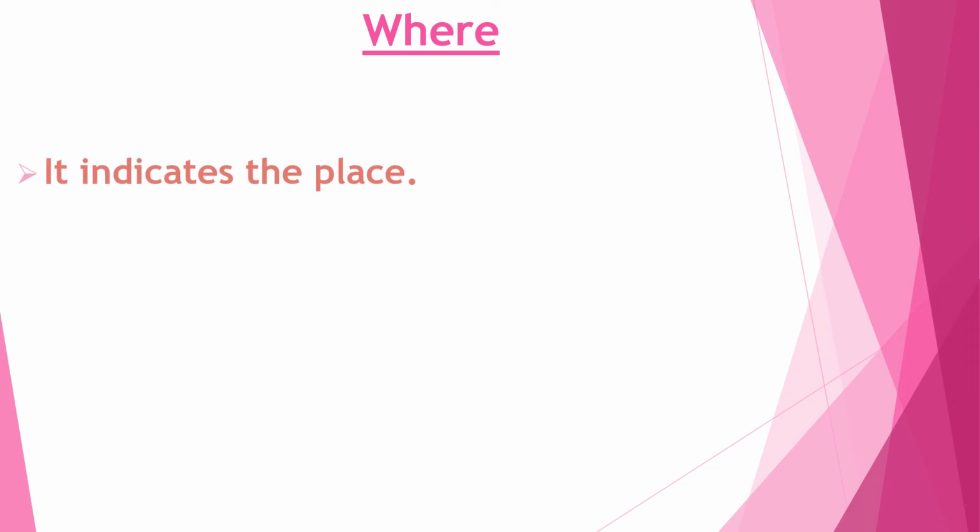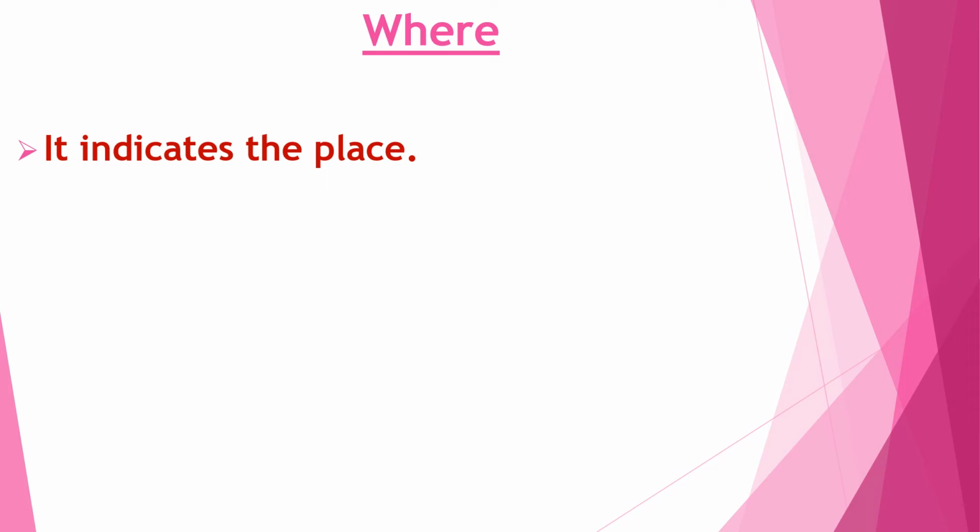Now we'll discuss the next joining word, where. It indicates the place. Remember, if you find the word the place or where, you can join the two sentences using where. Now see some examples.